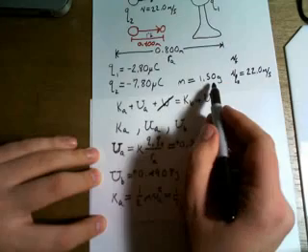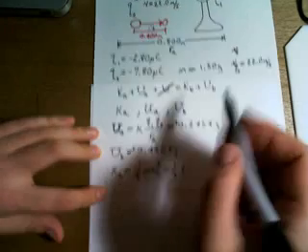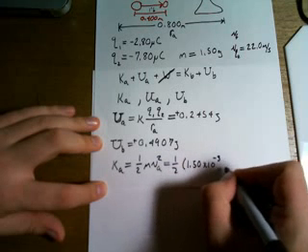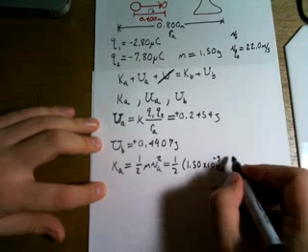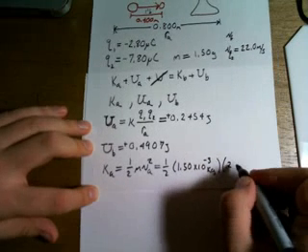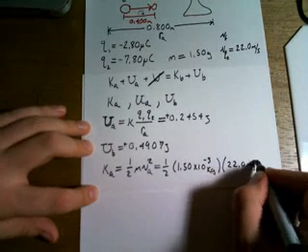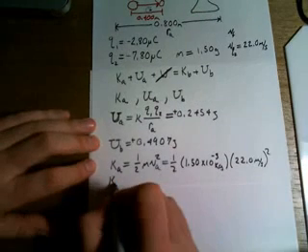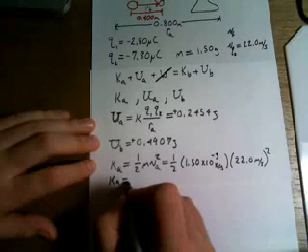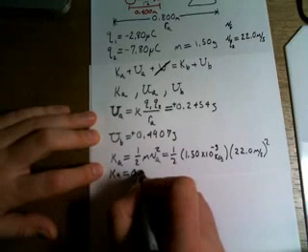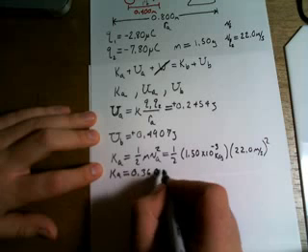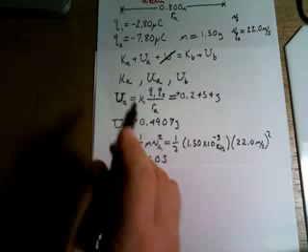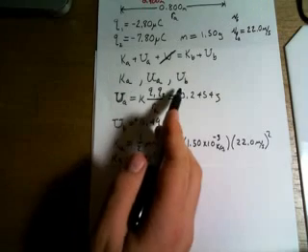Now our mass is in grams. We need to convert that to kilograms. So we're going to get 1.50 times 10 to the negative third kilograms. And then we multiply that by our velocity squared, 22.0 meters per second, and square it. And so that comes out to be 0.360 joules. Okay, so now we have found the K sub A, U sub A, and U sub B.